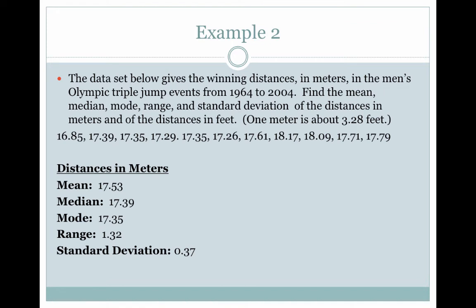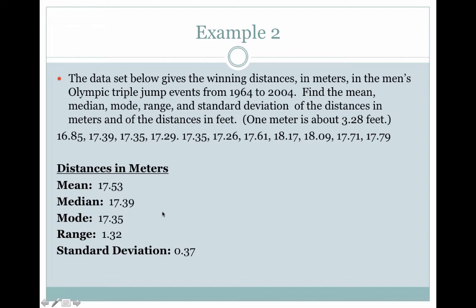Okay, so our distances in meters, we have our ordered list here. Again, you want to put that in your calculator, do one variable statistics for the things you can do one variable statistics for. And so we've got a mean of 17.53. We have a median of 17.39. Oh, our list is not ordered, so we have to look a little carefully to see what the mode is. Let's see, 17.35 is the only repeated value, so it is our mode.